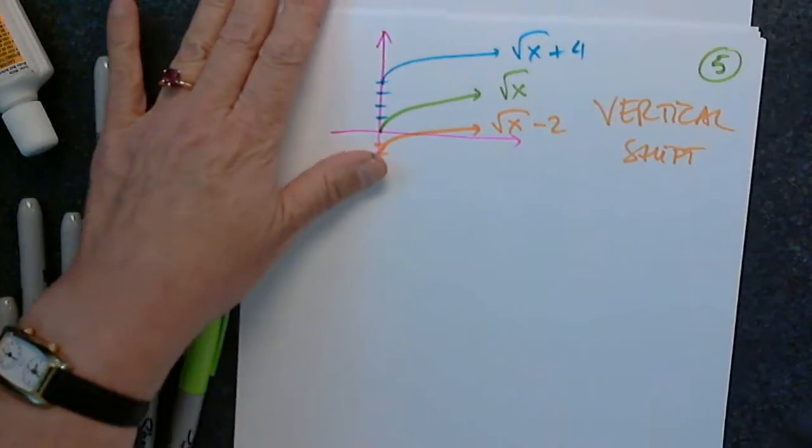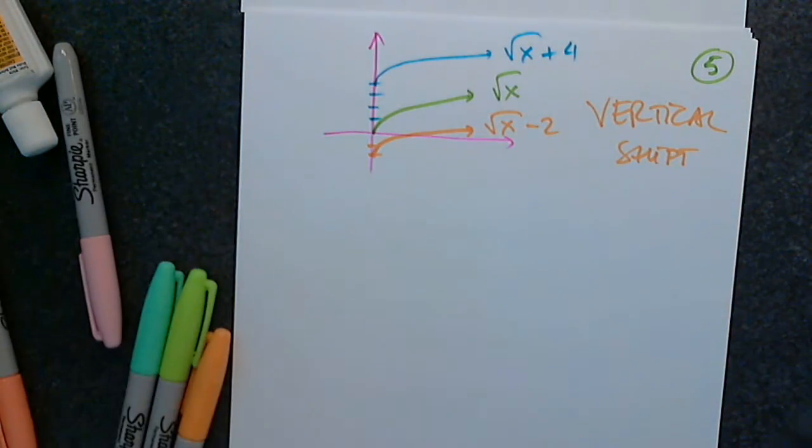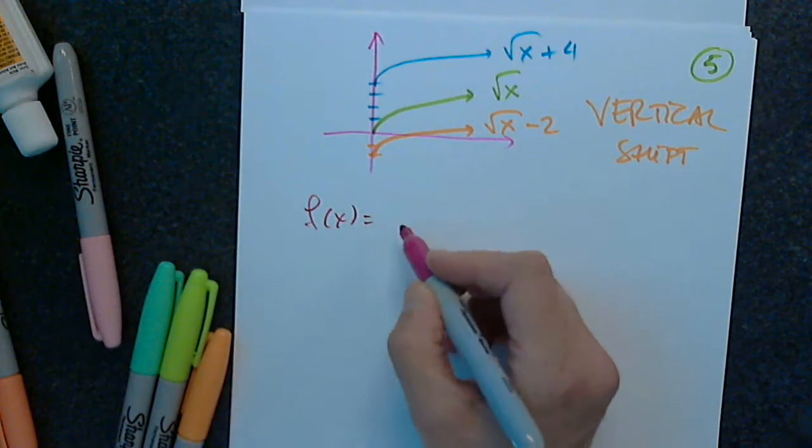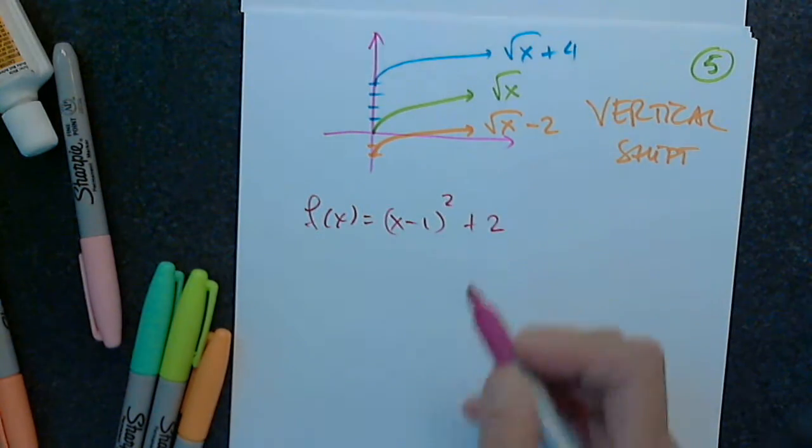I would like us to look at the combo for a second. Let's say I have f of x equals (x minus 1) squared plus 2.